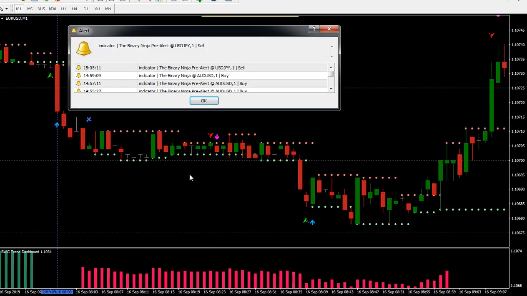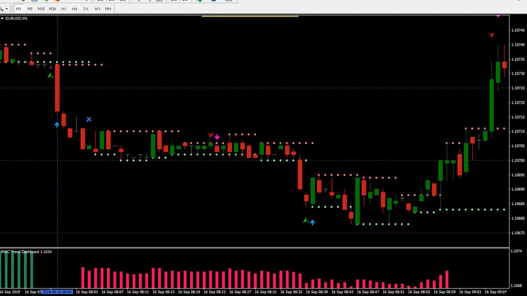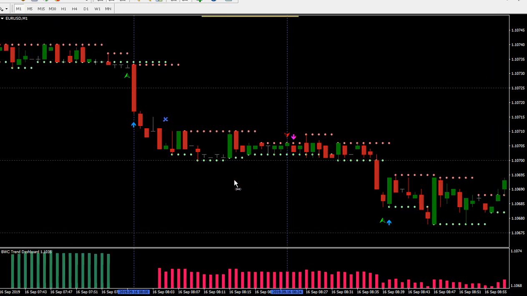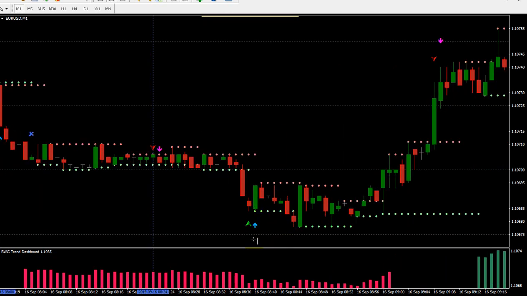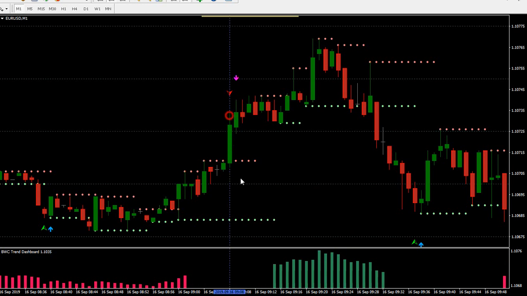Now look at this congestion here. We have a signal, yes. Did the price break above it? Remember, for a put, price needs to break resistance. No, so that's not a signal. Forget about it. We have another setup here, but do we take calls in downtrends? No. We have a setup here.